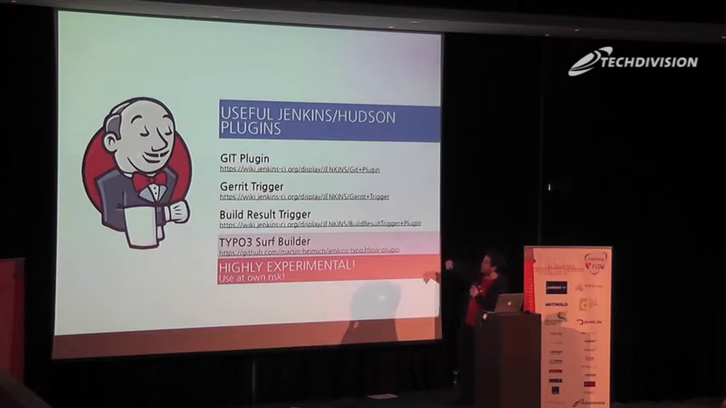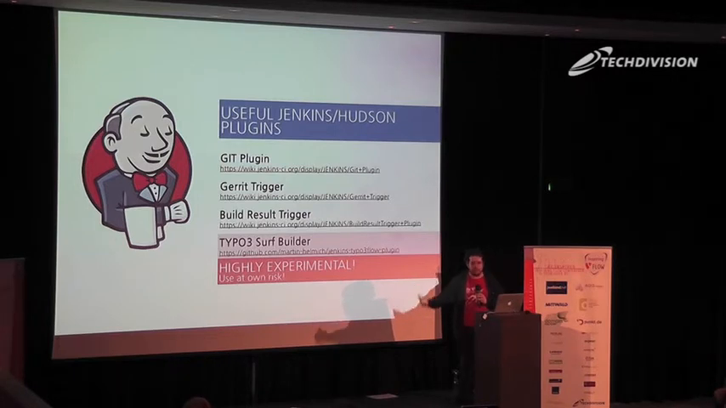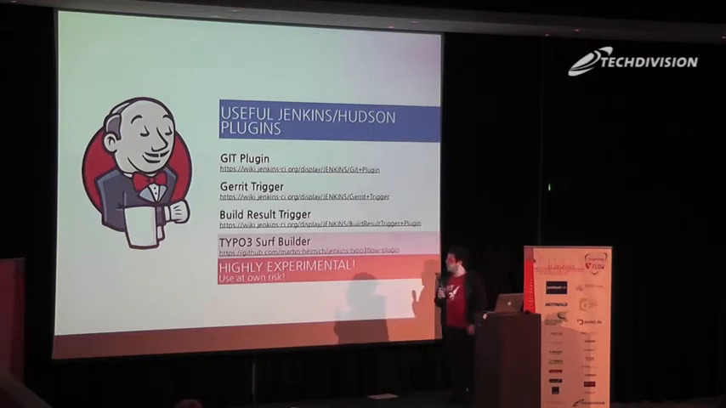To wrap it up, this is a list of useful Jenkins plugins that you might use. Of course, there's the Git plugin. You'll need it to have Jenkins listen at your Git repository for new changes. When using Gerrit, there's also a Gerrit trigger that you can use to have Jenkins build your changes from your review system before they are merged. You'll need the build result trigger when you try to implement the parallel Surf builds I just told you about. And yes, if you like risk, you can also try out the TYPO3 Surf builder.